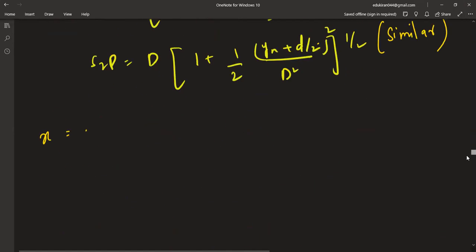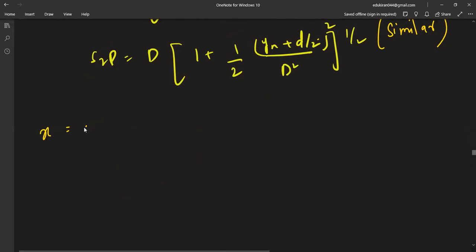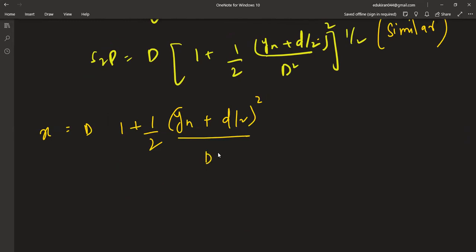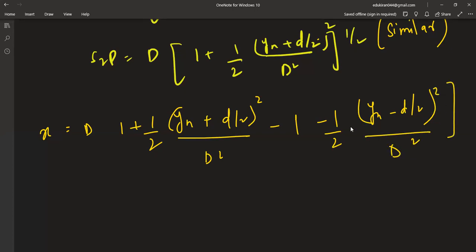Now I can calculate my x. How will I calculate x? What is S1P? I'm taking D common. So this is 1 plus half yn plus d by 2 whole square by D square, minus, now we are subtracting S2P. So again, if D has been taken common, 1 minus half yn minus d by 2 whole square divided by D square. So S2P minus S1P. So what all things will be cancelled?